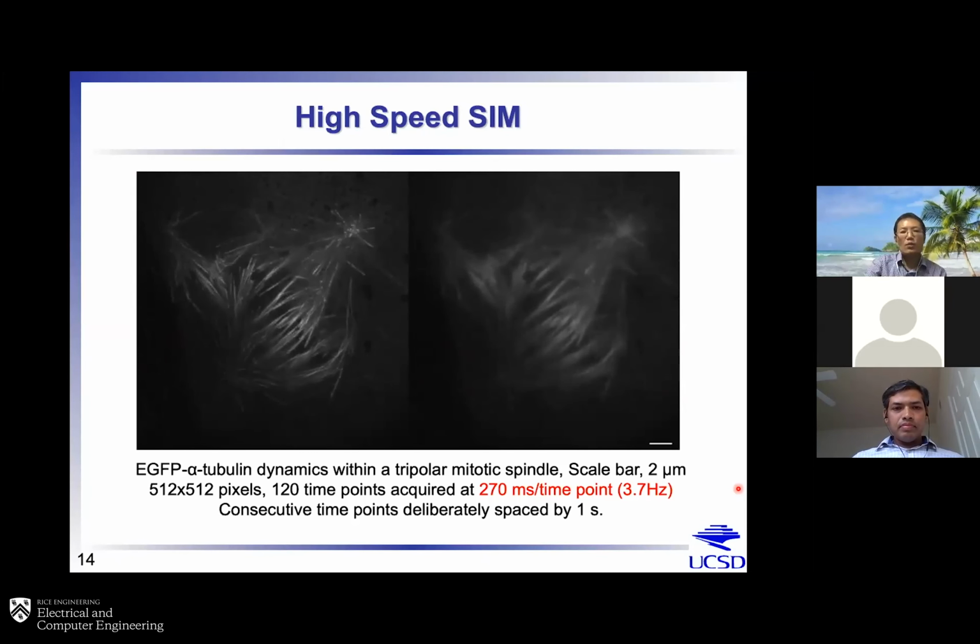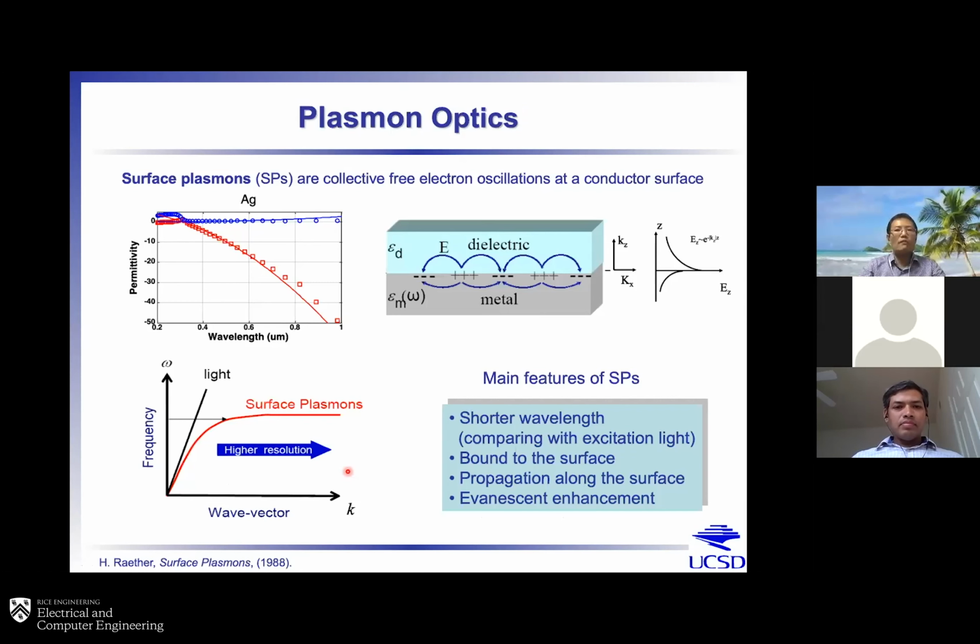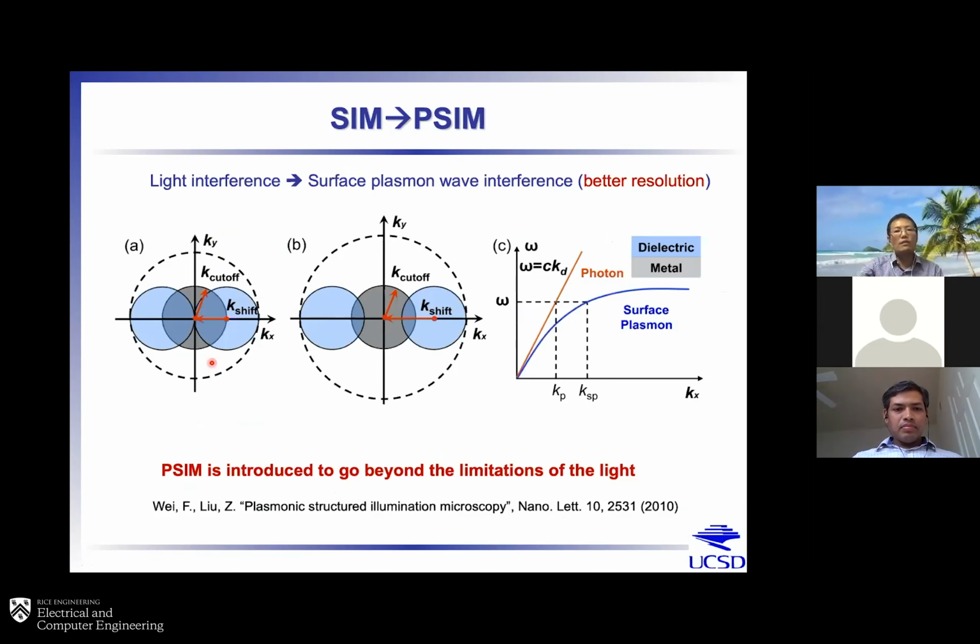That's the reason we bring in the idea of plasmonics. I assume everybody knows plasmonics, and the benefit is that plasmons have k-vectors much higher than free space light. If we combine the plasmonics idea with structured illumination, it is very straightforward: the k-vector of the surface plasmon is higher than the k-vector of light. Now you can bring the circle into a much higher k-vector, so you can cover much bigger k-vector information and get better resolution. That's our first idea, which we call plasmonic structured illumination microscopy, or PSIM.